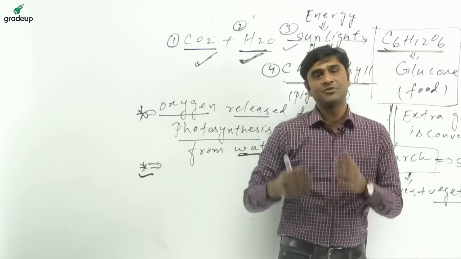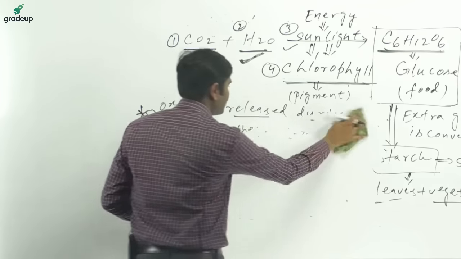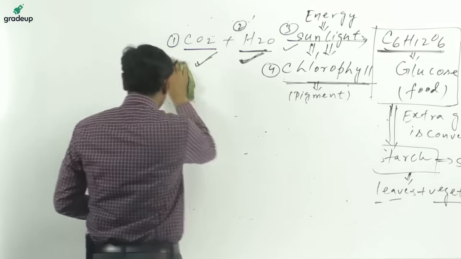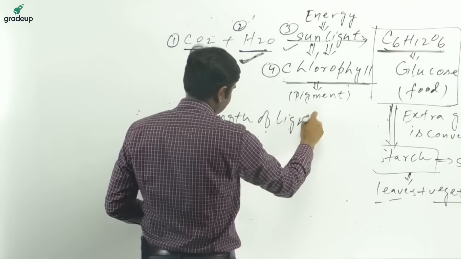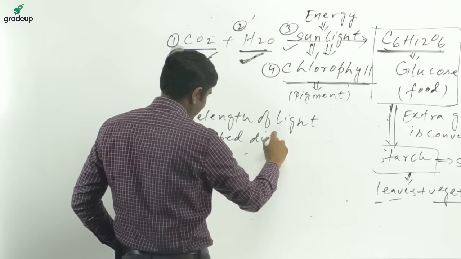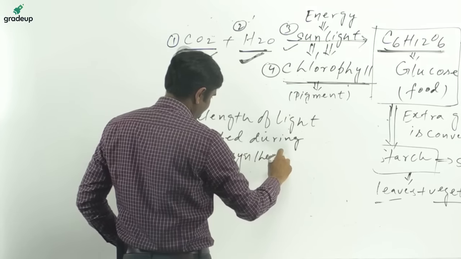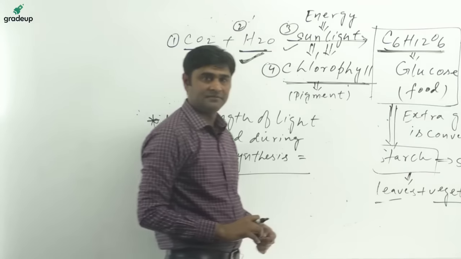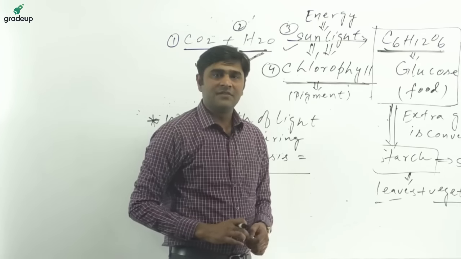Wavelength of light absorbed during photosynthesis. What is the range of wavelength which is used in photosynthesis? So the wavelength of light absorbed during photosynthesis is visible light.